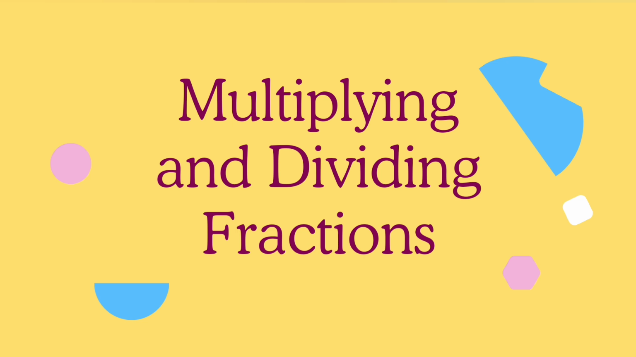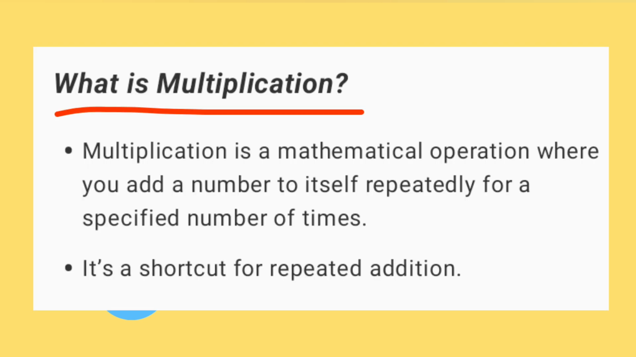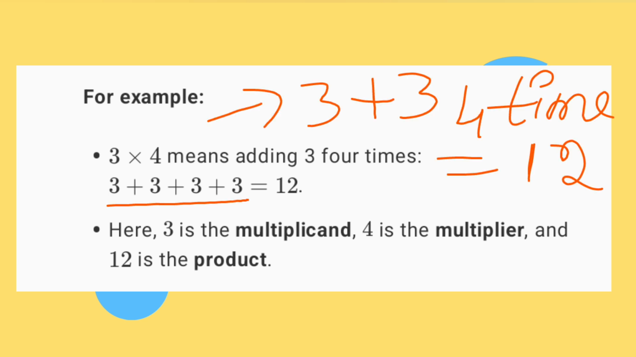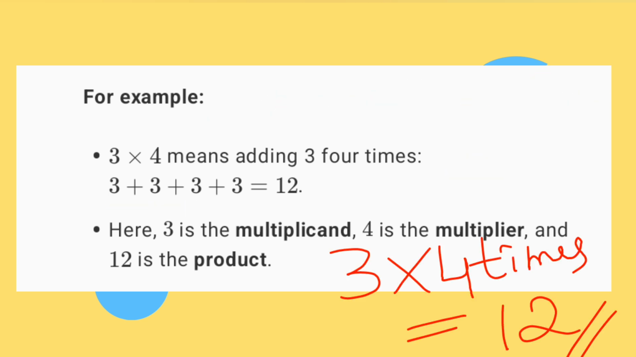Okay, let's first understand multiplication and division in mathematics, and we'll apply these concepts to fractions. What is multiplication? Multiplication is a mathematical operation where you add a number to itself repeatedly for a specified number of times. It's a shortcut for repeated addition. When 3 is multiplied with 4, it means adding 3 four times. Here 3 plus 3 plus 3 plus 3 is equal to 12.